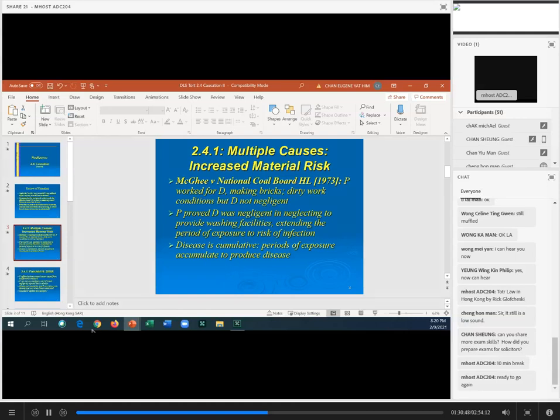So the plaintiff was able to prove that the defendant was negligent in neglecting to provide proper washing facilities, and of course that extended the period of exposure to the risk of infection. It materially contributed to the disease. Also, the courts look at these as diseases which occur cumulatively over a long period of time. It's important to note the context here: the employer-employee relationship.